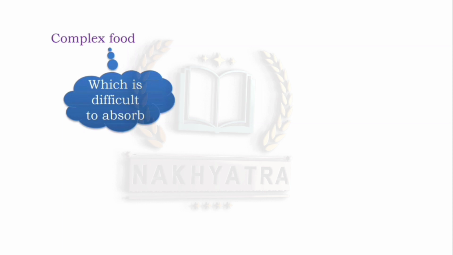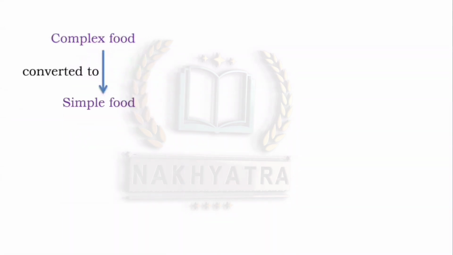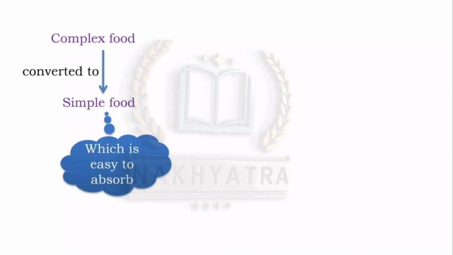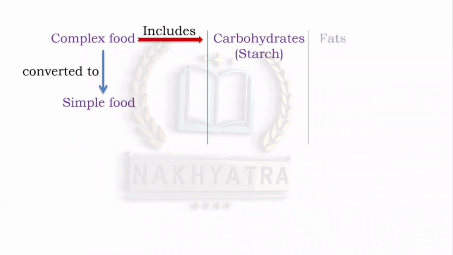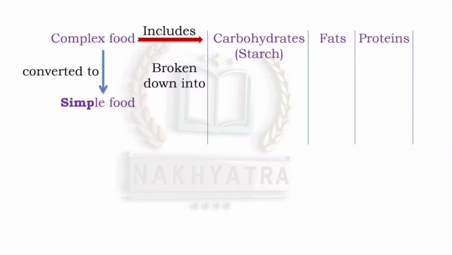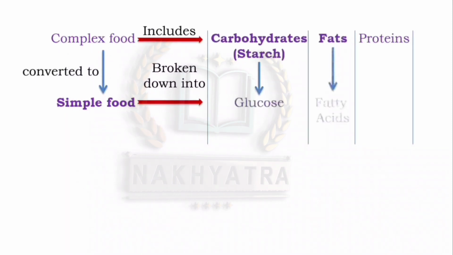Complex food means food which is difficult to absorb. It is converted to simple food. Simple food means food which is easy to absorb. Complex food includes carbohydrates, that means starch, fats and proteins. Now see, the simple food: carbohydrates are broken down as glucose, fats as fatty acids, and proteins as amino acids. Okay guys, I hope everyone is clear.